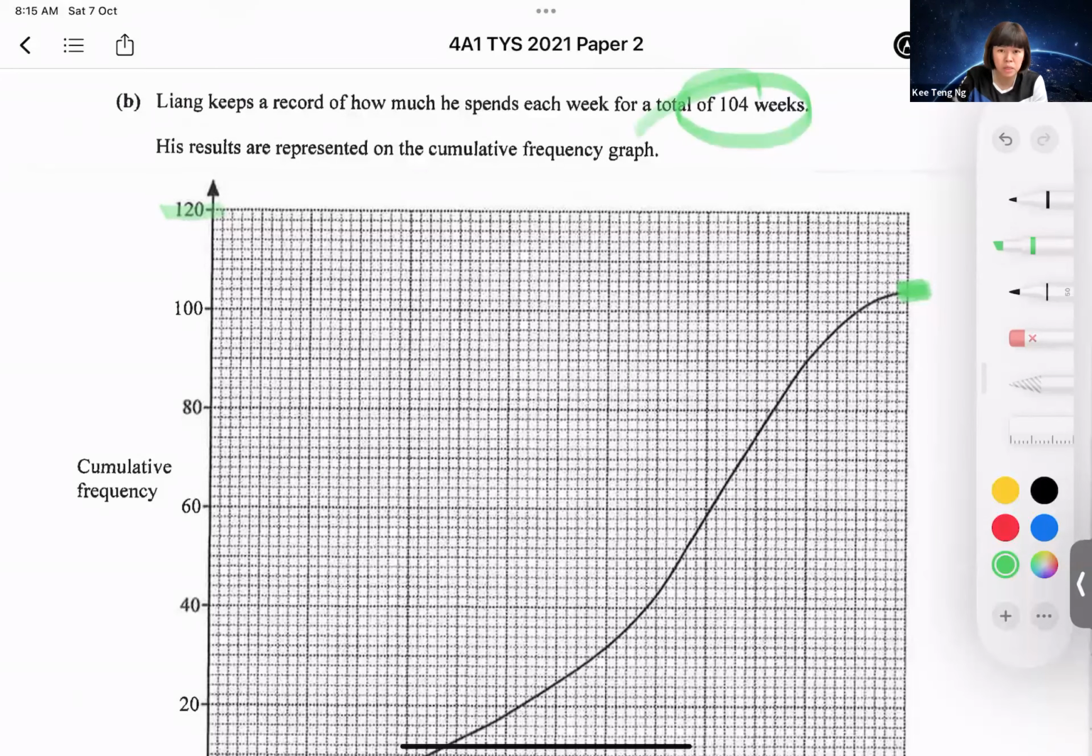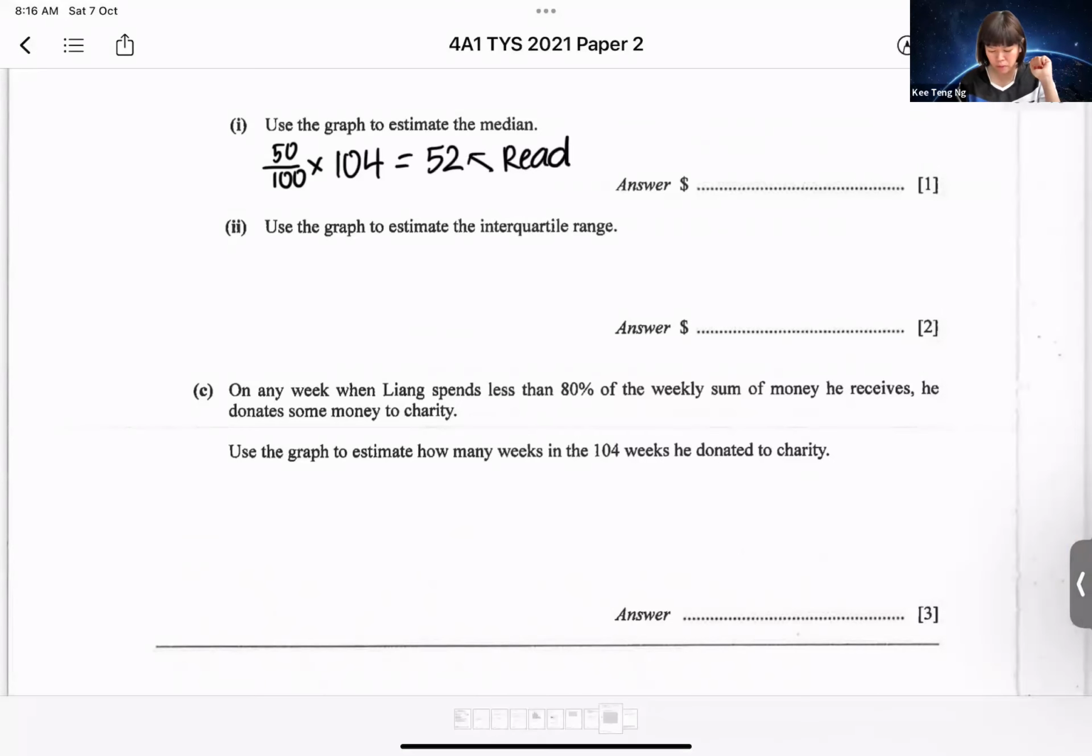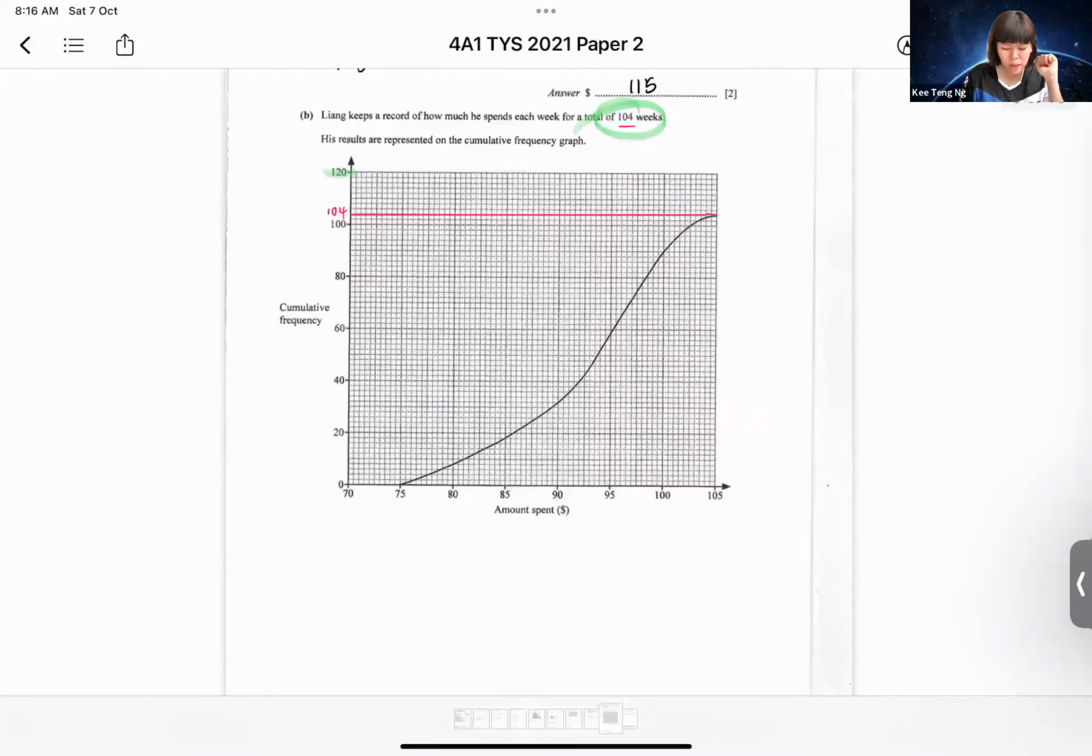So we come back here. This will be 50% times 104. That gives me the number 52, right? But you must read the graph. Okay, this is not the answer. Go back and read the graph. When the frequency, this is my frequency, is equal to 52.